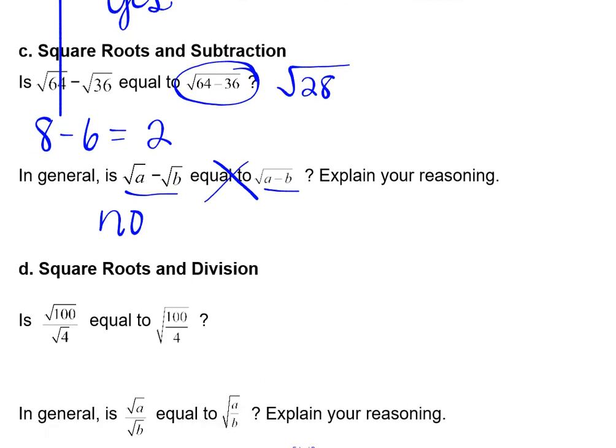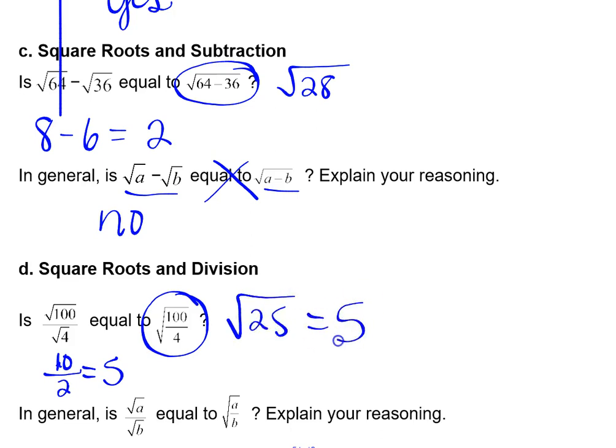The last one we're going to test is division. The square root of 100 divided by the square root of 4. The square root of 100 is 10, and the square root of 4 is 2, so that gives us 5. When we do this one, we do the division inside first. So 100 divided by 4 is 25, and the square root of 25 is 5. So this is another rule that we're going to be using: the square root of a divided by the square root of b is equal to the square root of a divided by b.